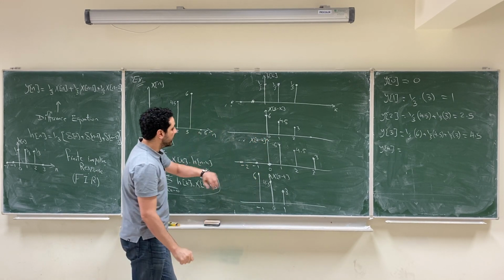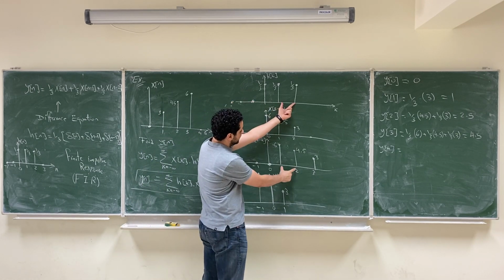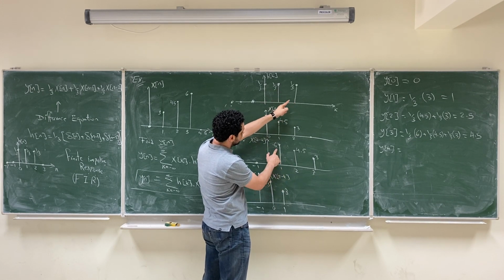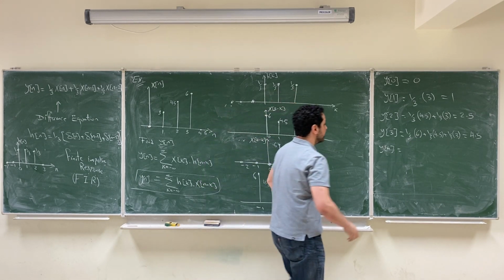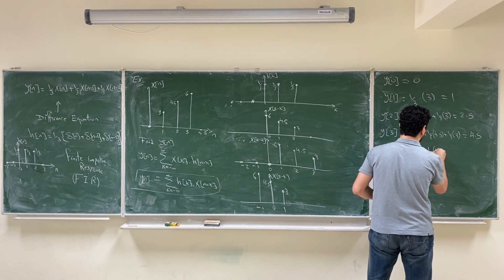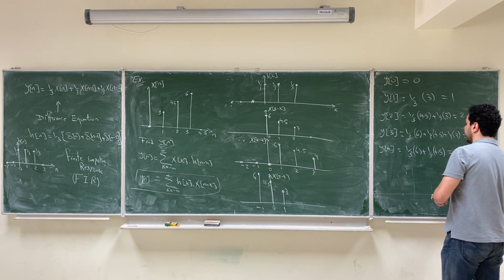Now let's multiply x of 4 minus k times h of k. You'll find that the overlap will be only in these two samples, right? In 1 and 2. So it will be 1/3 times 6 plus 1/3 times 4.5. This will give you 2 plus 1.5, which is 3.5.